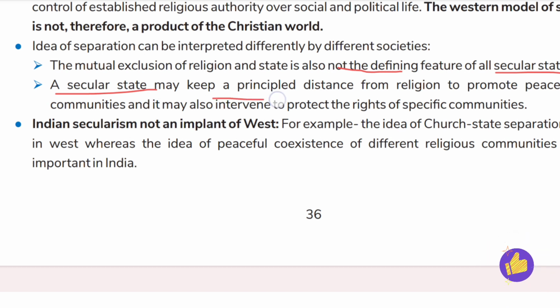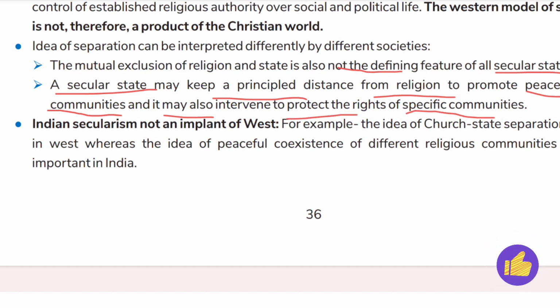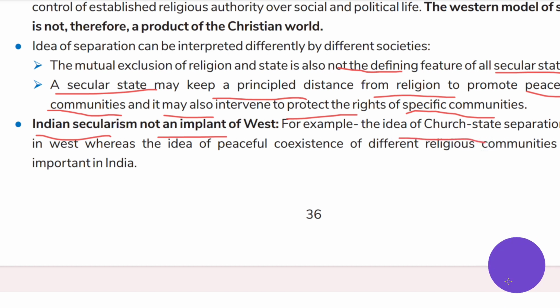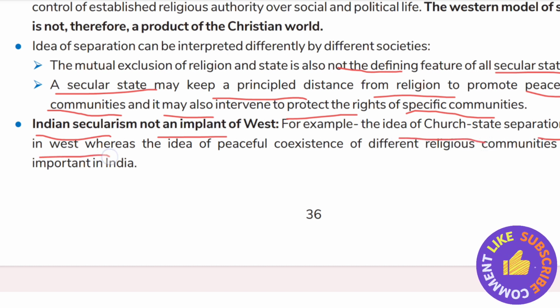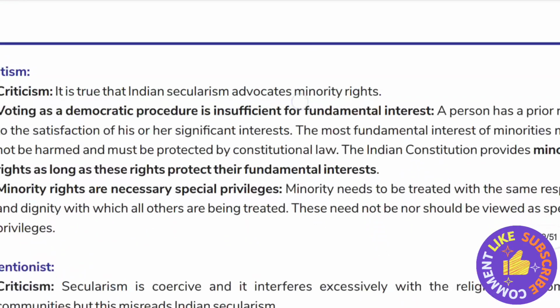A secular state may keep a principal distance from religion to promote peace between communities, and it may also intervene to protect the rights of specific communities. Indian secularism is not an imitation of the West. For example, the idea of church-state separation is central in the West, whereas the idea of peaceful coexistence of different religious communities has been important in India.